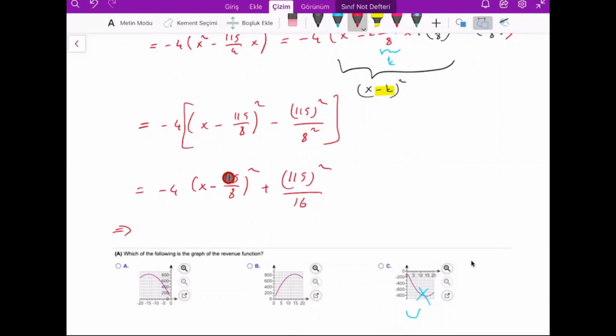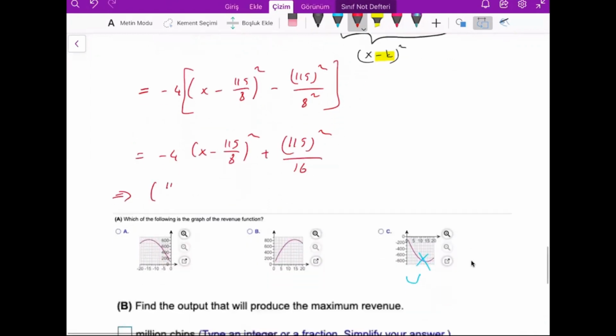Altogether, minus K is 155 over 8, so K is 155 over 8. So this point, 155 over 8 comma the function value over 16, is the vertex of our revenue function. So which one is the correct? Let's look at the vertex.